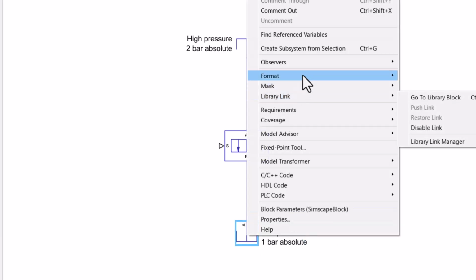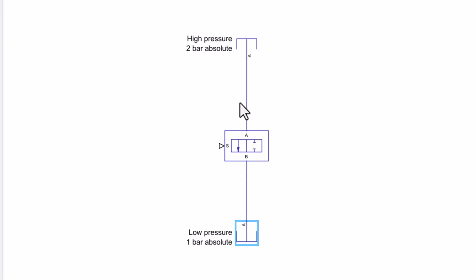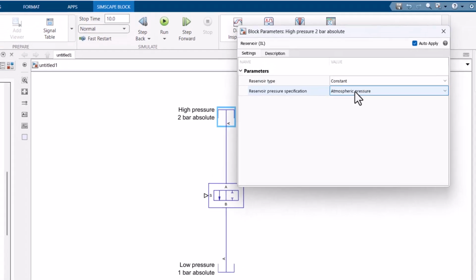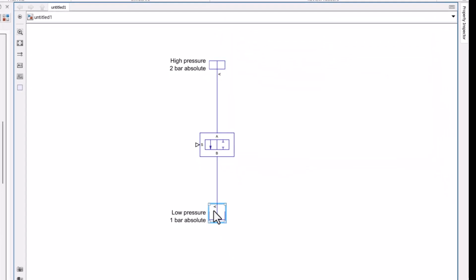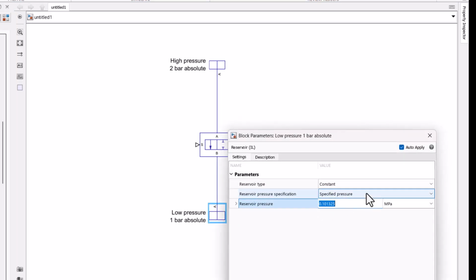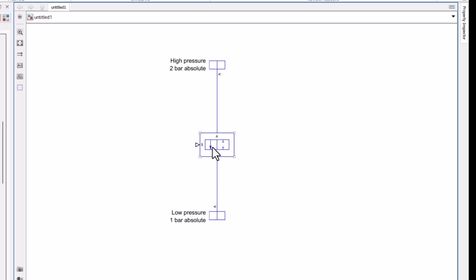Okay, let me flip the block name so they're all on the left side, and I set it as a specified pressure of 2 bars. And also this one, I set it to 1 bar. So up until now, we have a complete system. The fluid wants to go from the high pressure source into the low pressure source. And by this valve, we can have a control on the water flow rate.